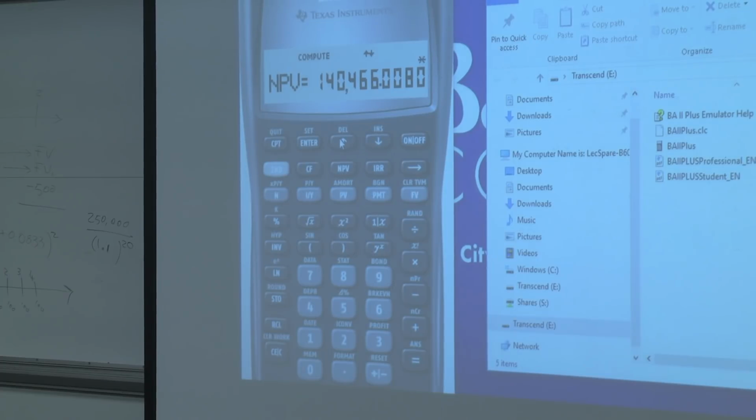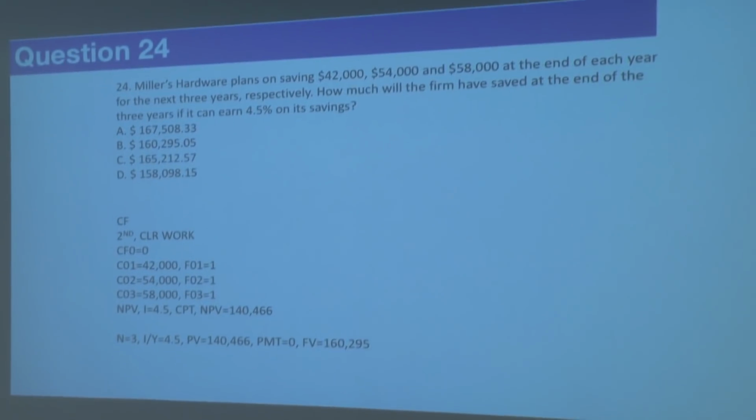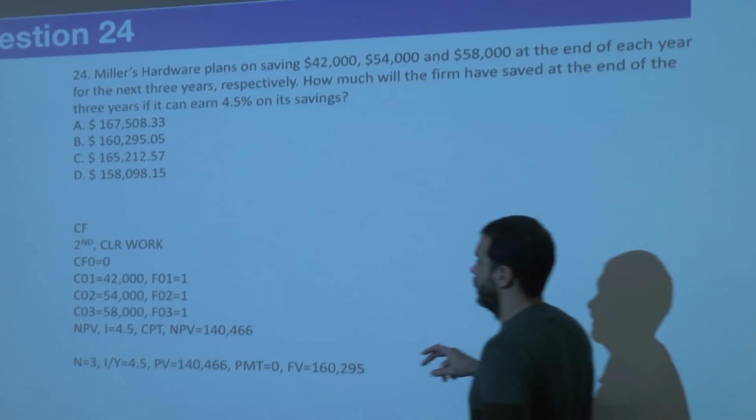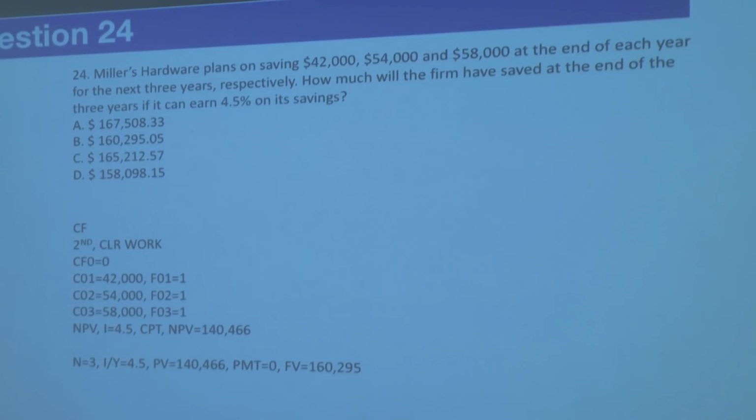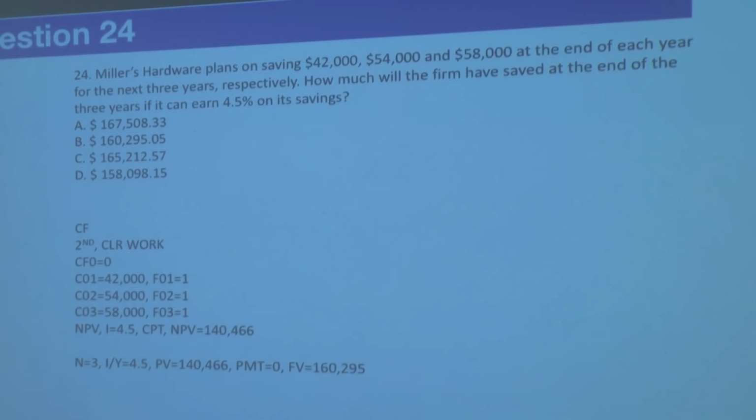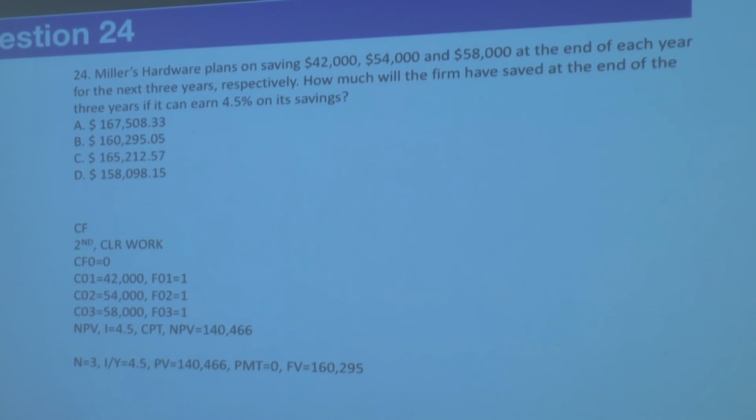You can learn how to use it, but tell me how else I could have done it without the cash flow calculator. Take 42,000 times 1 plus the rate to the second power, then 54,000 times 1 plus the rate to the first power, and then 58,000 times 1 plus the rate to the 0 power. Perfect. So you can always do that.